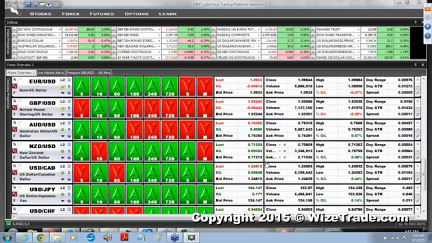Be careful. It's all headline driven. All these moves are headline driven at the moment. There's a rumor that a deal is going to be announced in basically 2 hours and 15 minutes. That's the rumor.